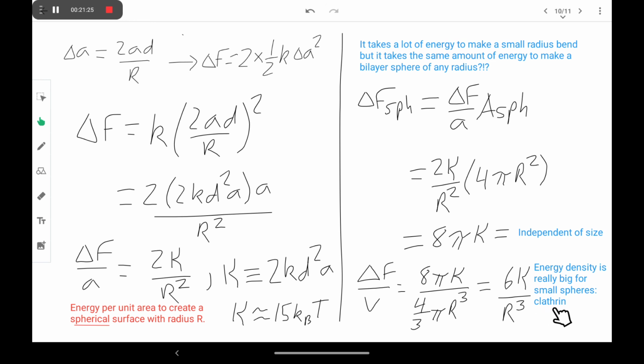I'm just giving you a teaser here, but the important thing is that because of the energy involved with these tight curvatures, there need to be active processes, and clathrin-mediated endocytosis is one example.